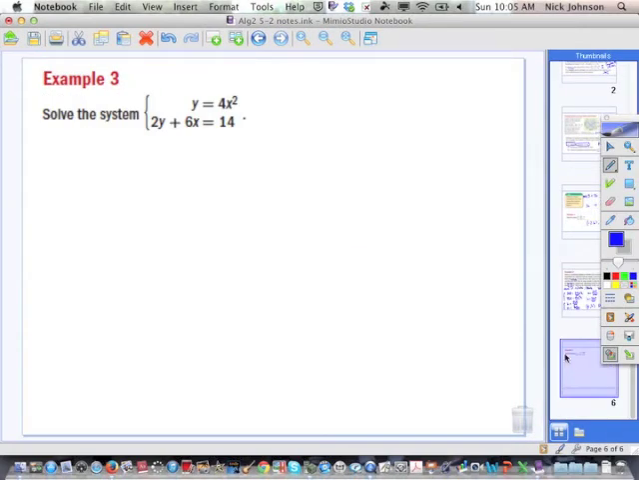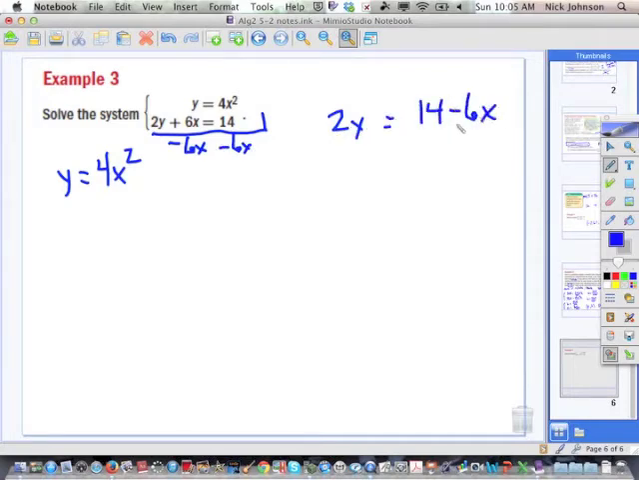Example 3 says solve the system y equals 4x squared and 2y plus 6x equals 14. Now, the great thing in all this is the simple fact that you have to solve for y. So 4x squared is fine, but for this one, you have to solve for y, so I got to get y by itself. So 2y, if I subtract 6x, I get 14 minus 6x. I divide by 2. And when I divide by 2, I got to do it to everything. So y is going to equal 7 minus 3x.